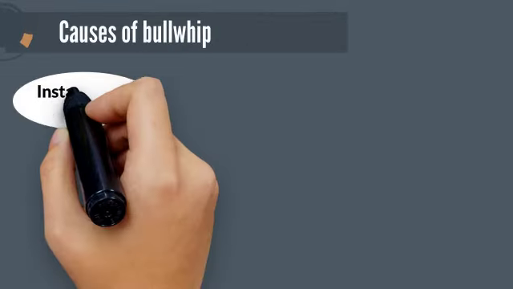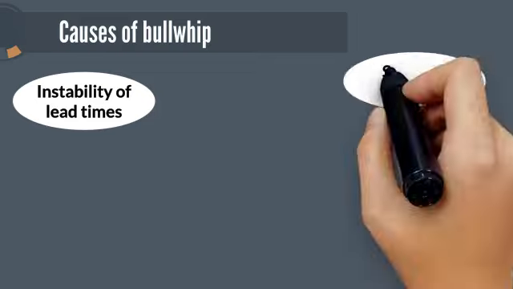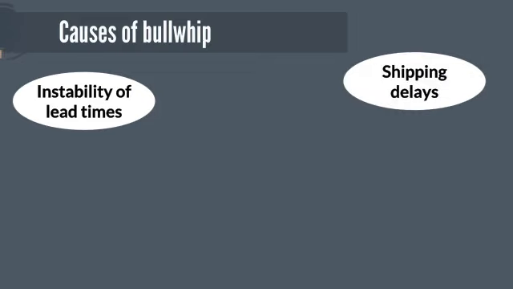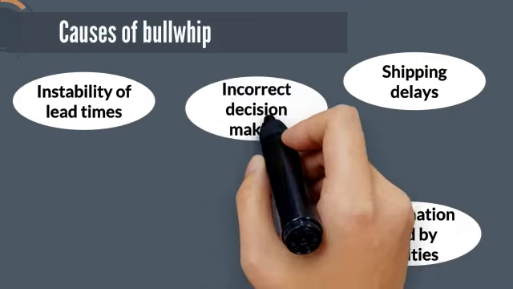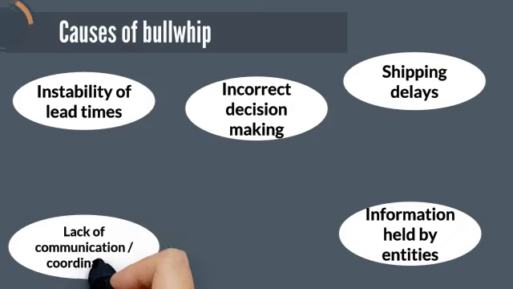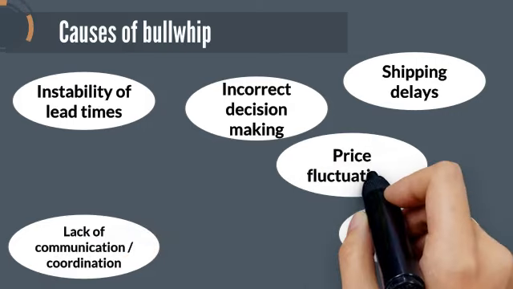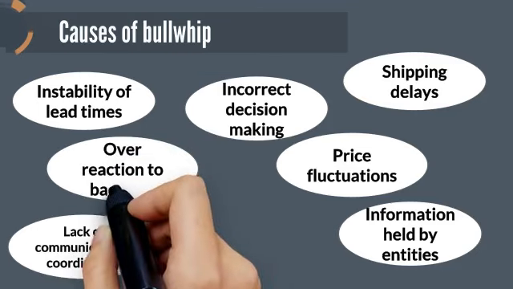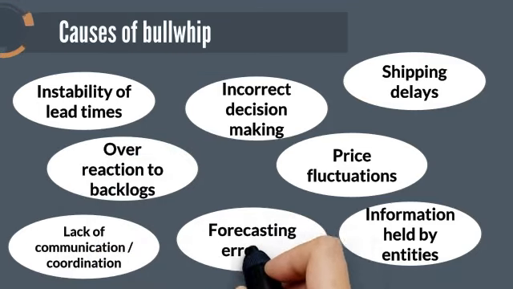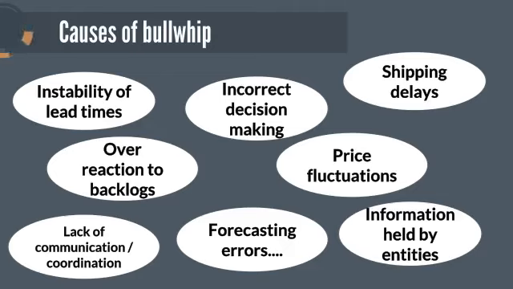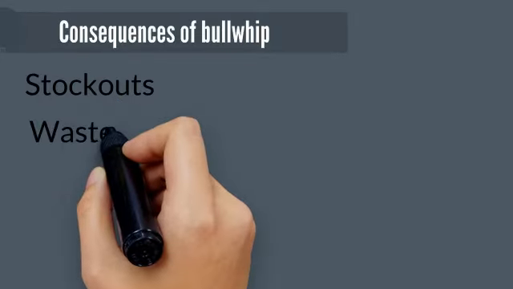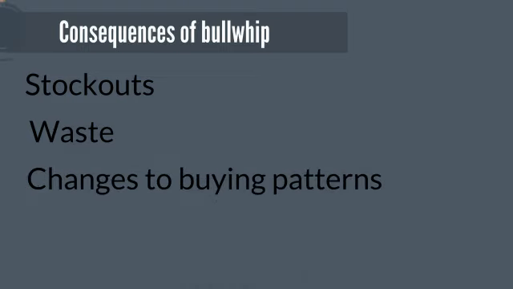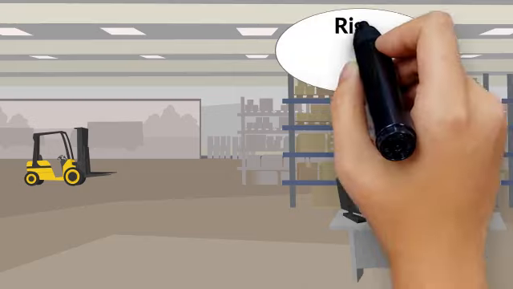The causes of the bullwhip effect range from instability of lead times, shipping delays, not sharing the information held by each entity in the supply chain, incorrect decision making, a lack of communication and coordination, price fluctuations, overreaction to backlogs, forecasting errors, and so forth. Some consequences of the bullwhip effect include stockouts, waste, change in buying patterns, and difficult supplier relations.